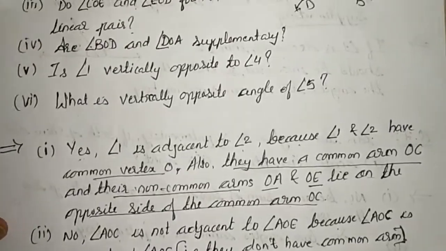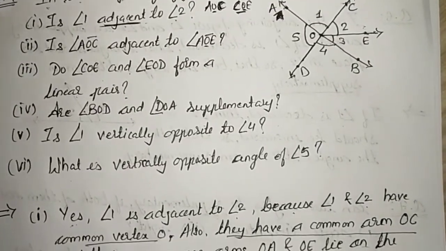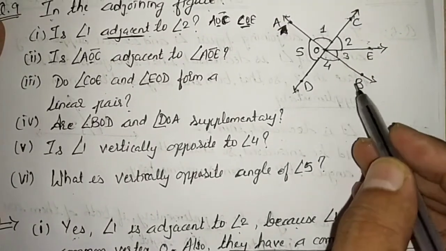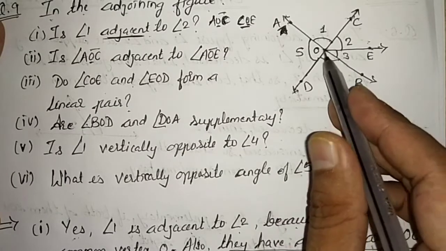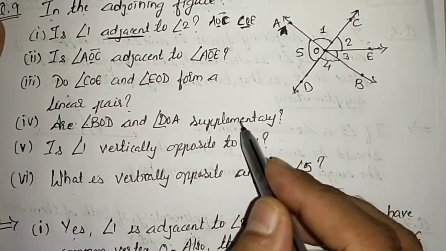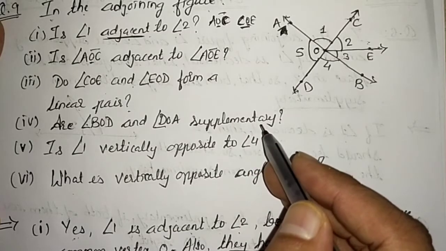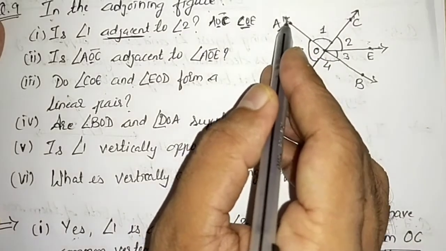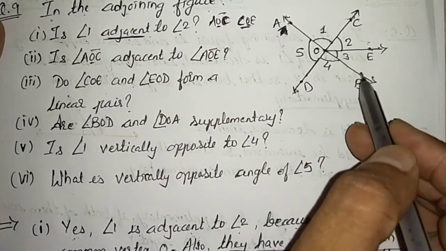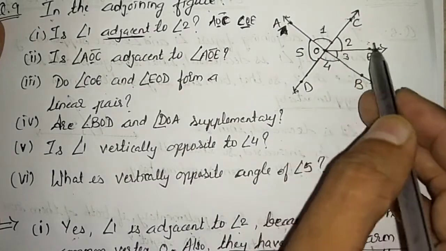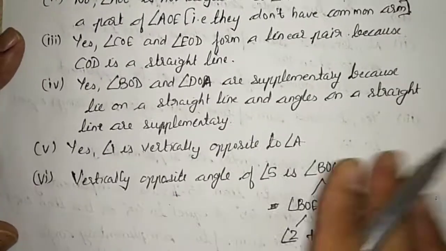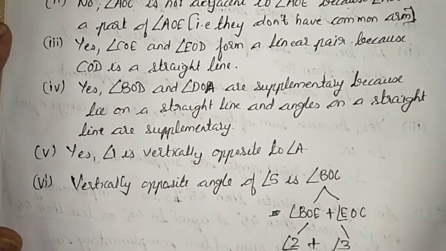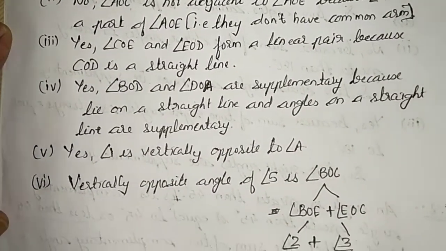Now part 4. Are angle BOD and angle DOE supplementary? Yes, definitely. Why? Because they are lying on a straight line AB. Same reason which we have given for COE and EOD. That reason only you are supposed to give. Same reason. Now moving to the fifth part.